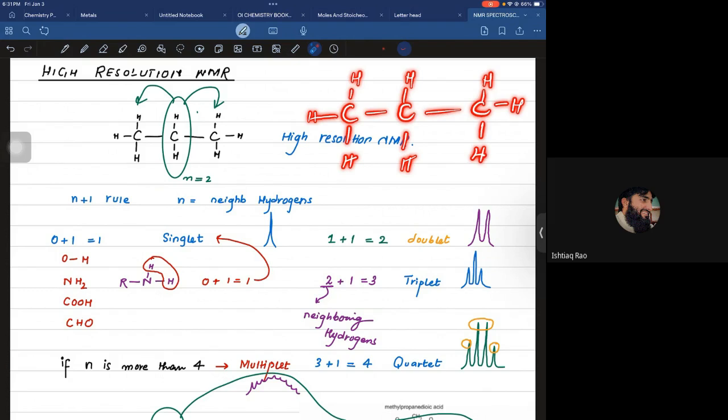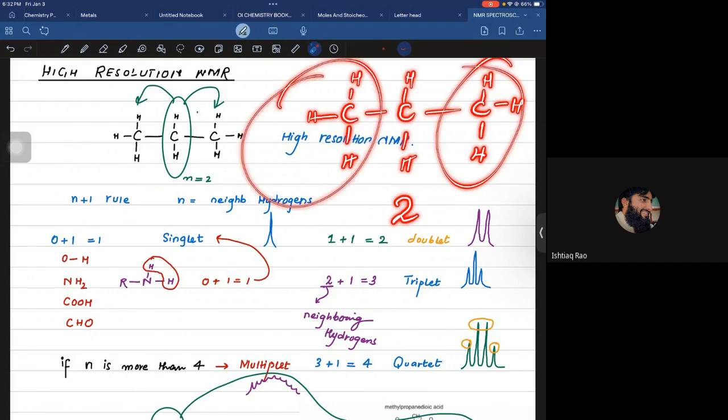So I'm asking how many environments would be there in a low resolution NMR? You would say two, because this one and this one are the same. It would give you one peak, and this is another peak. They are having the same. Okay, it's the low resolution. Now I'm asking about the high resolution NMR.